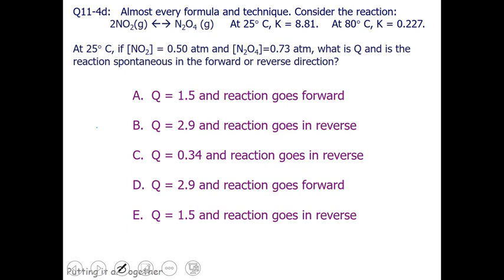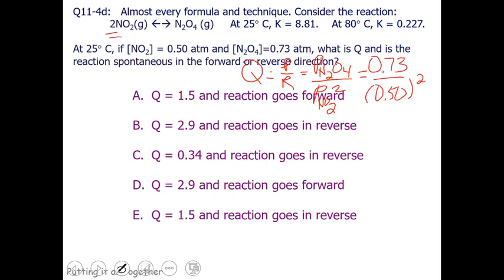So I remind you that Q is the reaction quotient, so it will be just like K, but not at equilibrium. So we will have products divided by reactants, or the pressure of N2O4 over the pressure of NO2, and don't forget to square that because it has a 2 as a coefficient. So I will let you solve for this value of Q.